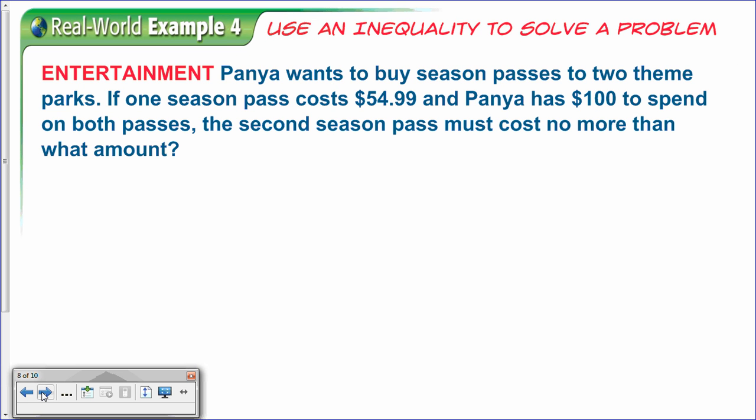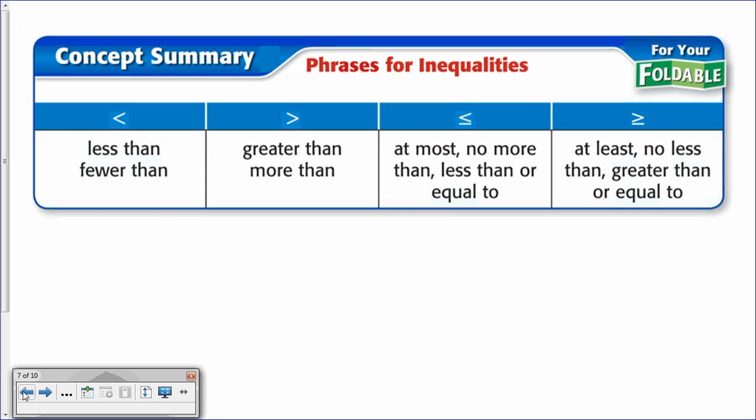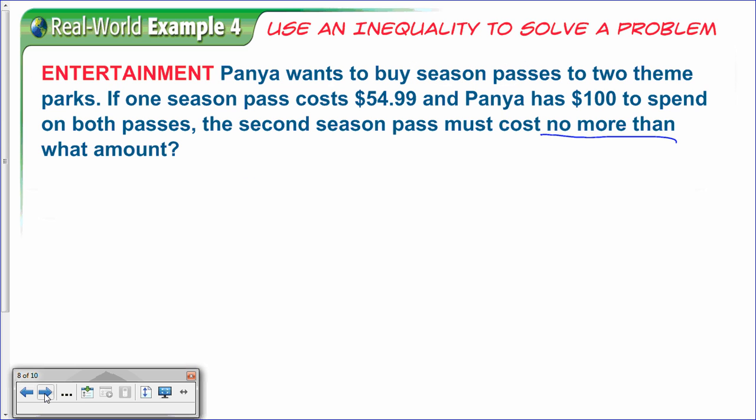Okay, here's one. Real world example 4. Is this one in your book? Yeah. Okay, good. Penny wants to buy season passes to 2 theme parks. If one season pass costs $54.99 and Penny has $100 to spend on both passes, the second pass must cost no more than what? Here it is. No more than. So go back to my previous chart. What is no more than? Right here. It's this symbol here, right? Okay, I'm going to go ahead and get that out of the way.